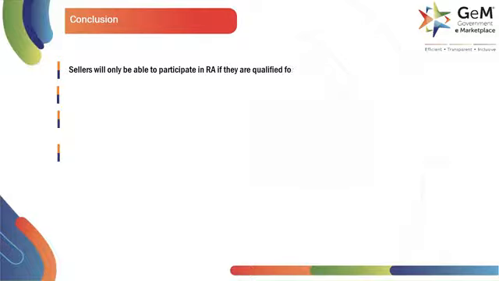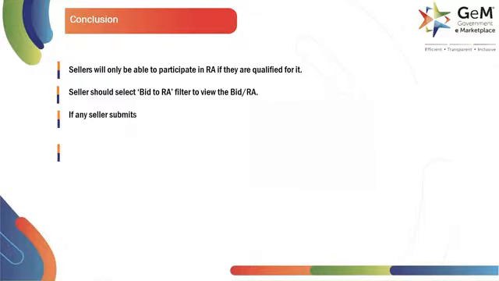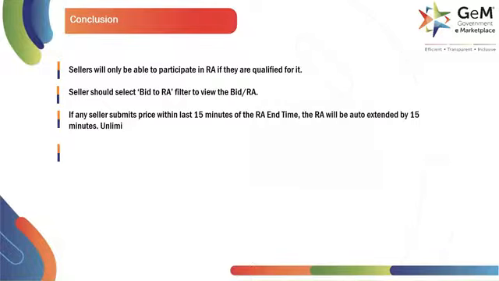To conclude this module on reverse auction participation, let's recap the key points. Sellers will only be able to participate in RA if they are qualified for it. Seller should select Bid to RA, filter to view the bid, RA. If any seller submits the price within the last 15 minutes of the RA end time, the RA will be auto-extended by 15 minutes. Unlimited auto-extensions are available.